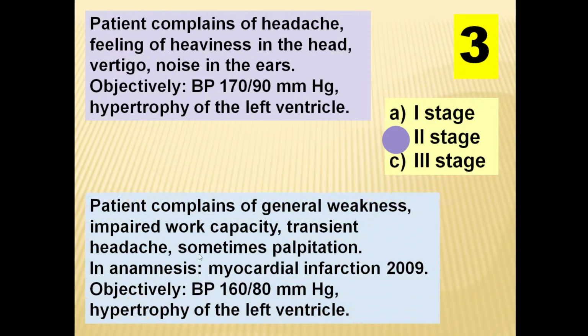Next situation. Again, the patient has symptoms indicating disordered blood pressure, myocardial infarction in the anamnesis, and also high blood pressure with a hypertrophied left ventricle. It will be assessed as third stage because we see functional heart problems, with myocardial infarction in the anamnesis. Regardless of other symptoms, this will show third stage arterial hypertension.